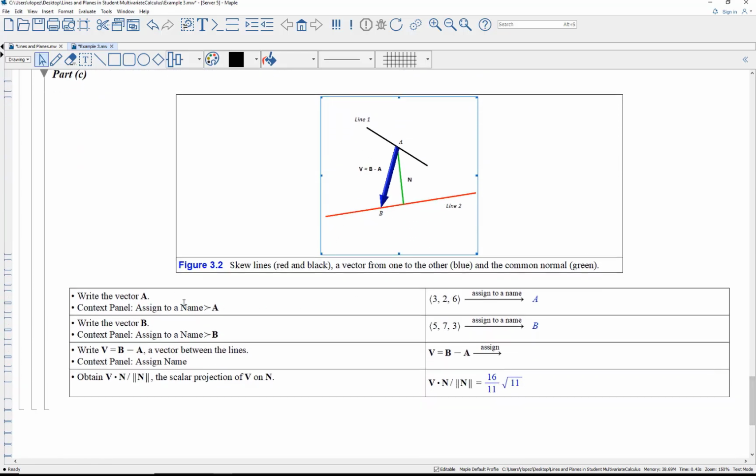To do that, a point A, a point B, but you can use the fixed points on the lines. V is the vector here, B minus A, by subtraction. And then the scalar projection, V dot n, because n is a normal vector, V dot n over the length of n. So n over the length of n is a unit vector, and V dot the unit vector gives you the length of the component along that unit vector, and you get 16 over root 11.